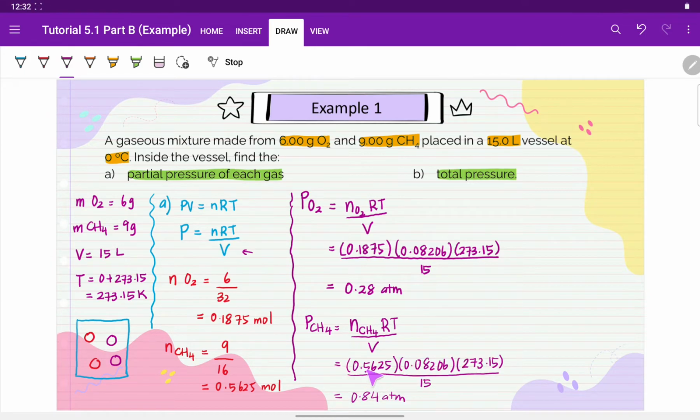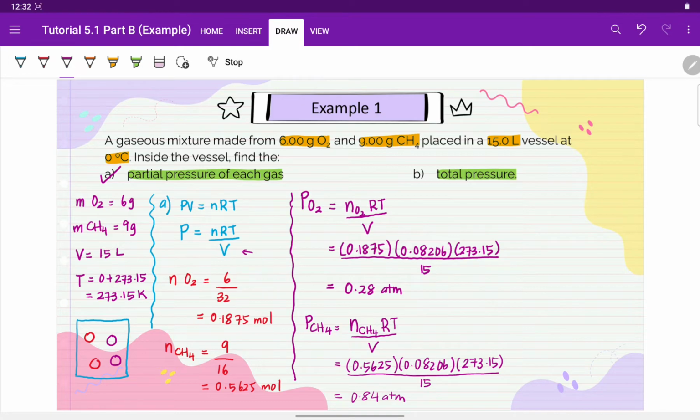So, fast forward, I have substituted here. Okay, number of moles 0.5625. Okay, gas constant, temperature still the same, volume still the same. So, the partial pressure of CH4 you will get as 0.84 atm. Okay, that settles question A.